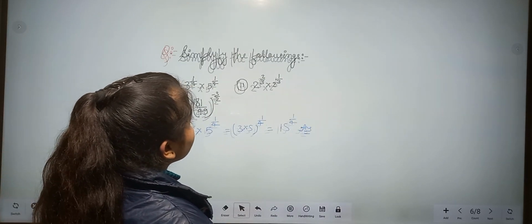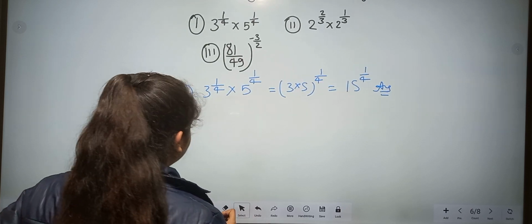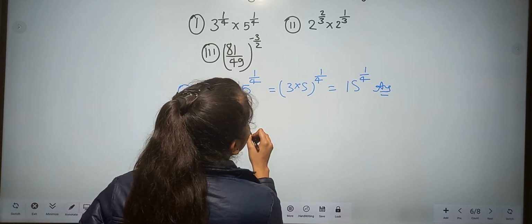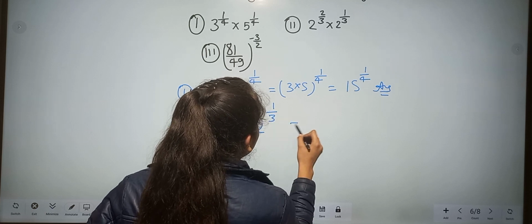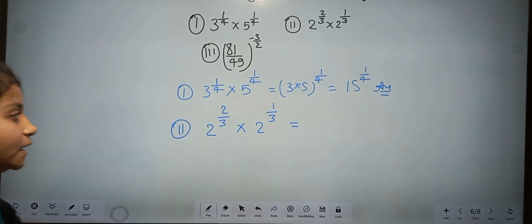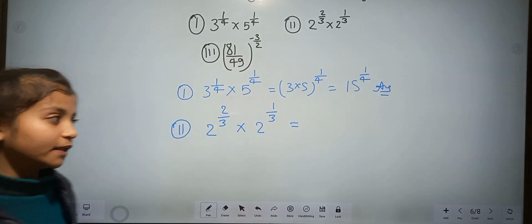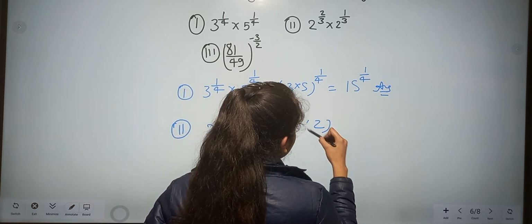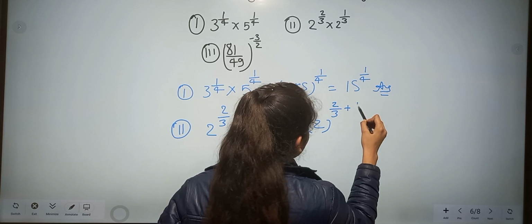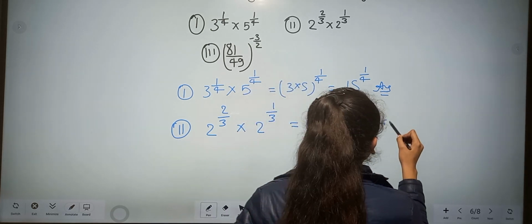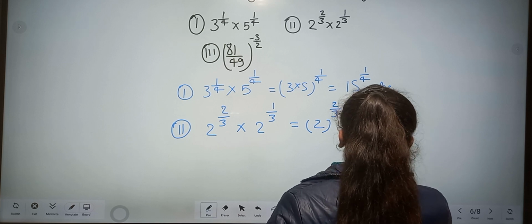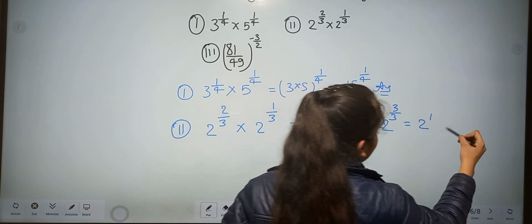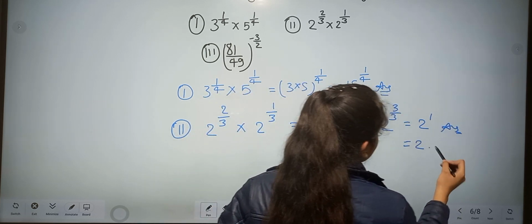And our second question is 2 to the power 2 by 3 into 2 to the power 1 by 3. Here we can see that the base is the same. We learned the formula that if the base is the same, the powers will be added. So 2 to the power 2 by 3 plus 1 by 3, that is 2 to the power 3 by 3, which is 2 to the power 1. This is our answer. We can also write 2.